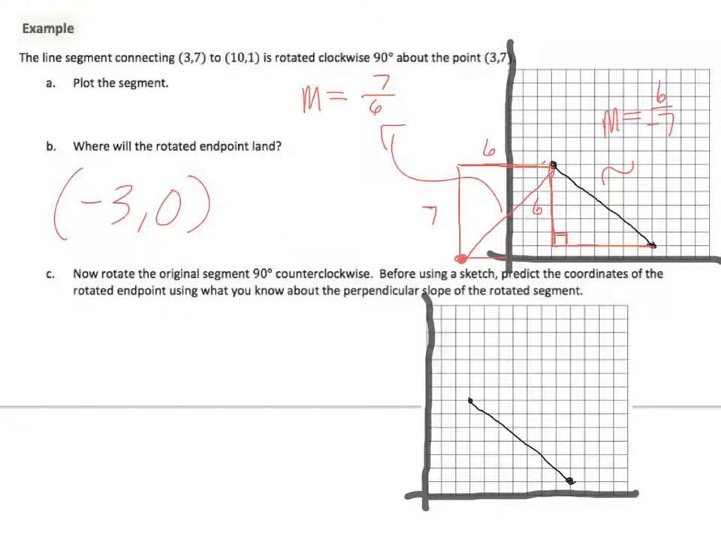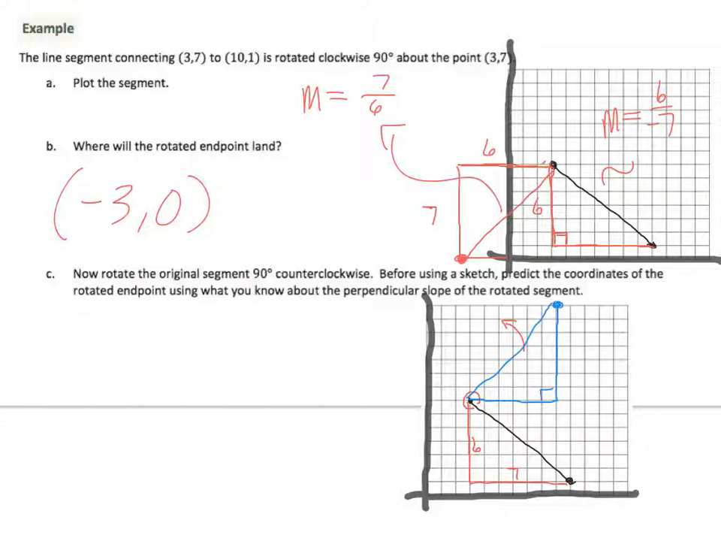Okay, now it says rotate the original segment 90 degrees counterclockwise. So we're still rotating about this point, but we're rotating in that direction. So instead I'm going to go this direction 6 and up 7. And there's my new point with my new triangle.